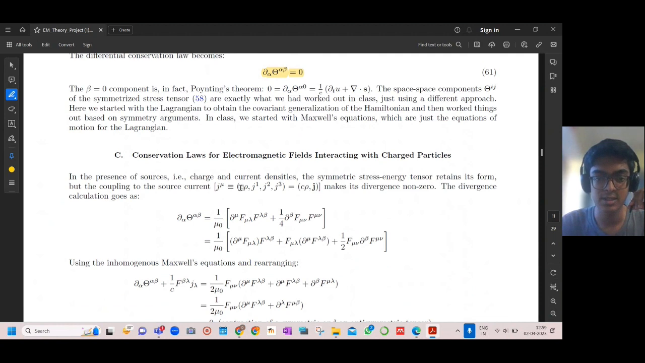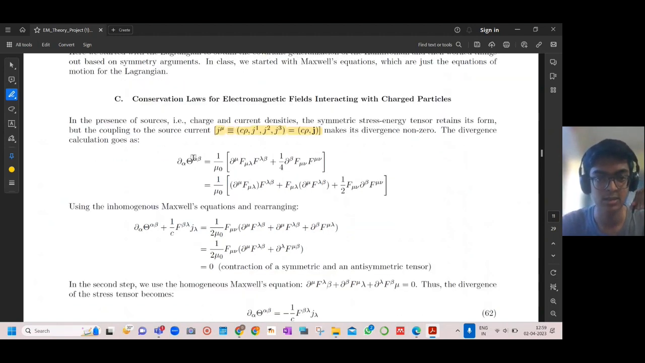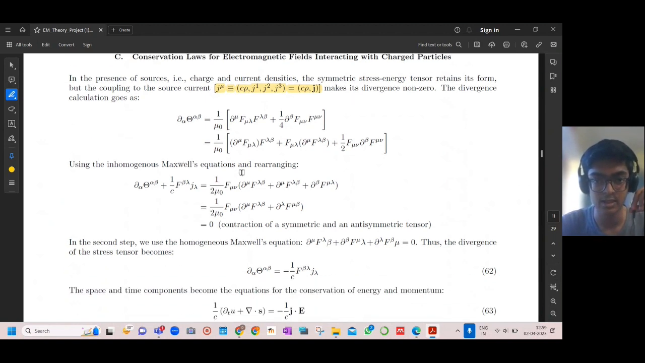Now, if we include sources, that is currents and charge density, so this is the current 4 vector, composed of the charge density followed by the current density 3 vector, then we expect the four divergence of theta alpha beta to be non-zero. We don't need to explicitly find out what it is. This is some math. You could go through it later. I won't discuss it in detail.